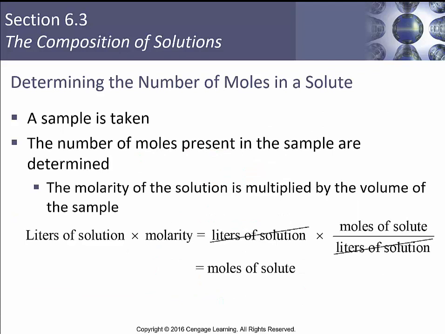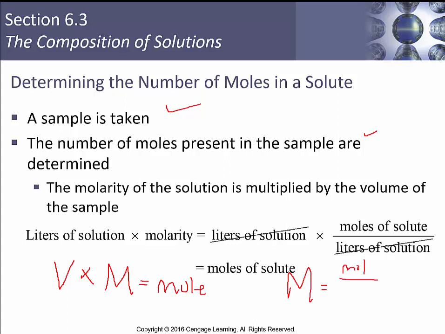How do you figure out how many moles of something you have in a solution? You take a sample, and the number of moles present in the sample is determined by multiplying the molarity of the solution by the volume of the sample. So volume times concentration is equal to moles. All that is doing is taking the equation that says moles per liter, my molarity, my concentration, is equal to moles over volume. Our volume is going to be in liters, our concentration is going to be in moles per liter, and our moles are going to be in moles. So all I'm doing is rearranging that equation.